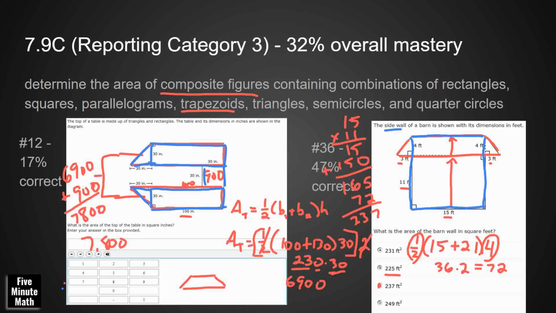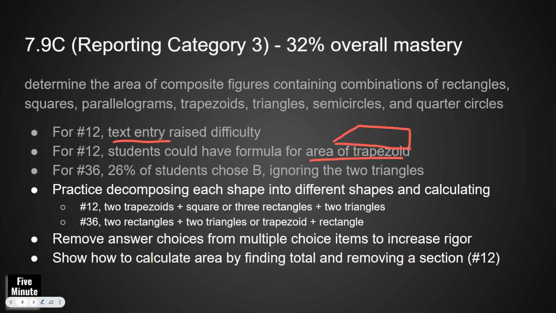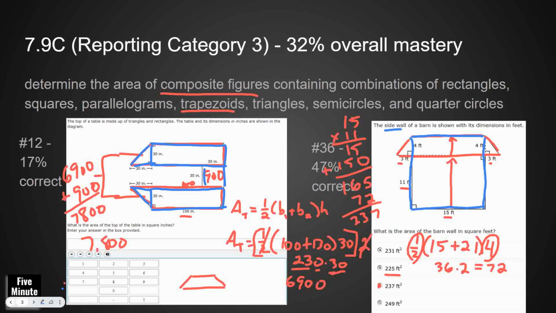Honestly, if you see an entire shape, unless part of it is blacked out, shaded out, we need to do all of it. So we need to practice first decomposing each shape into different shapes and calculating. All right, so for that first one, we could do the two triangles and the square. That's what we did. You could do the three rectangles and the two triangles. That was that other option, right? That blue, the three rectangles and the two triangles. Okay. There's many options there.